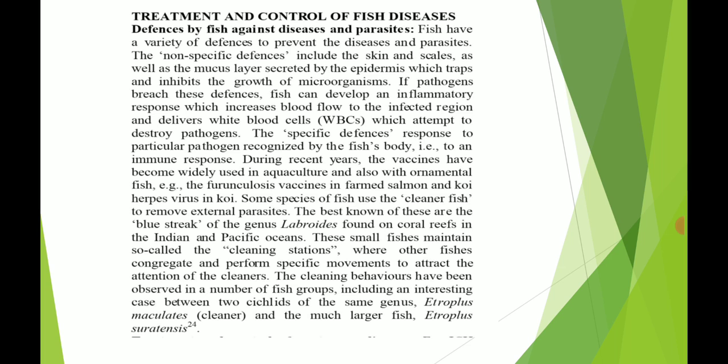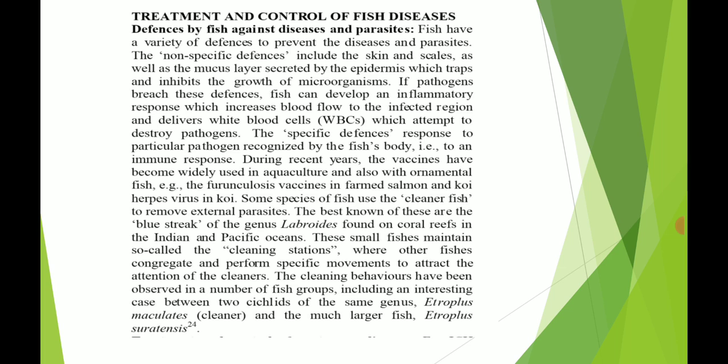The specific defenses respond to the particular pathogen recognized by the fish body, that is, an immune response. In recent years, vaccines have become widely used in aquaculture and also with ornamental fish. Examples are the furunculosis vaccine in farmed salmon and koi, and herpes virus vaccine in koi.